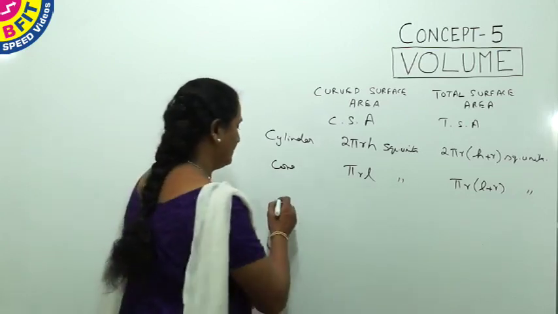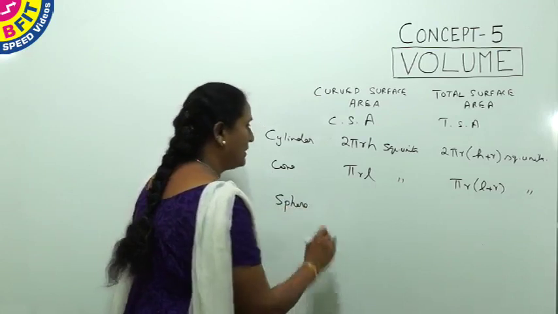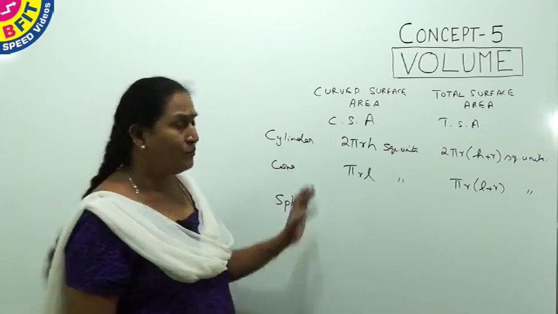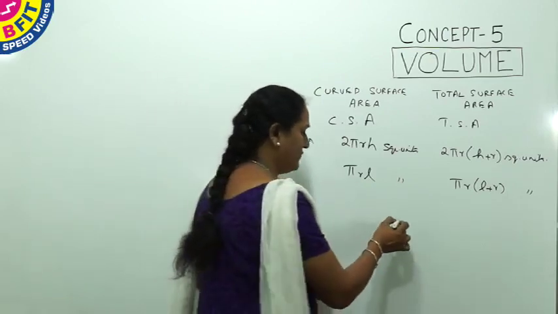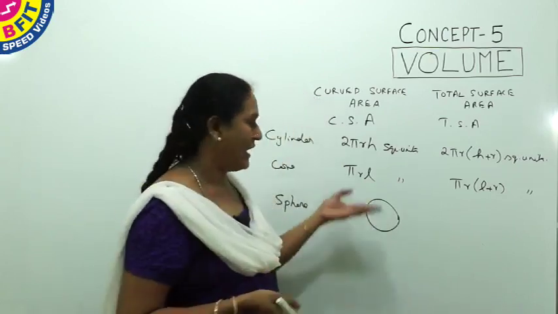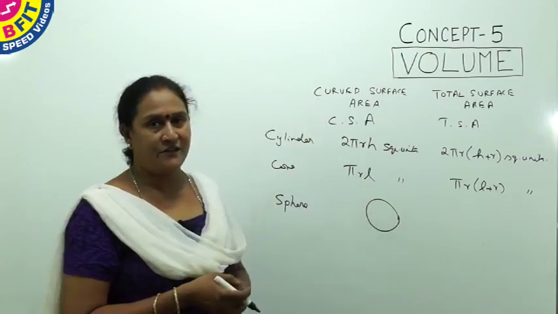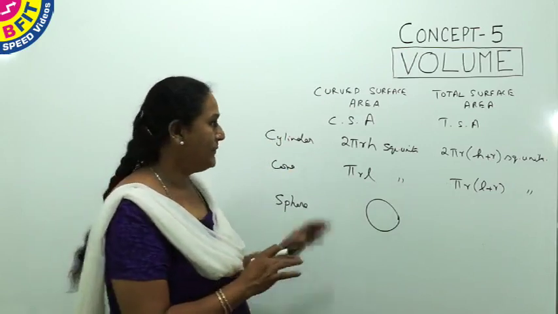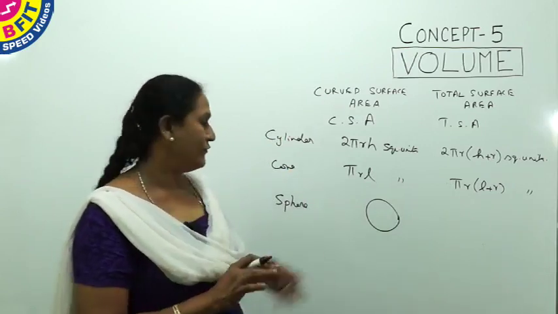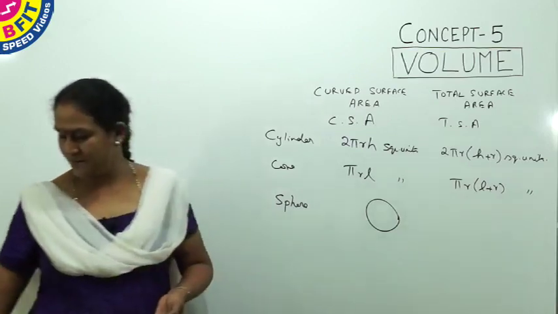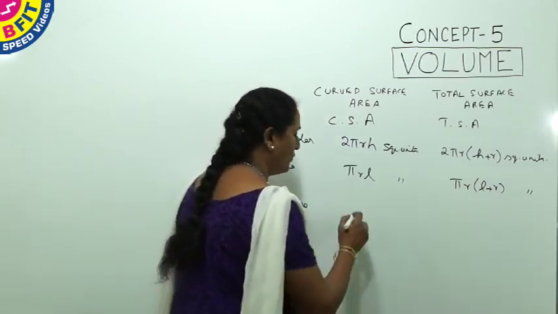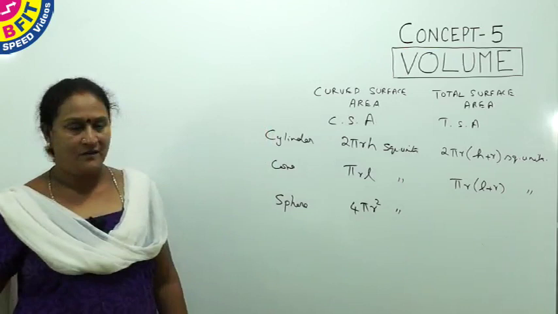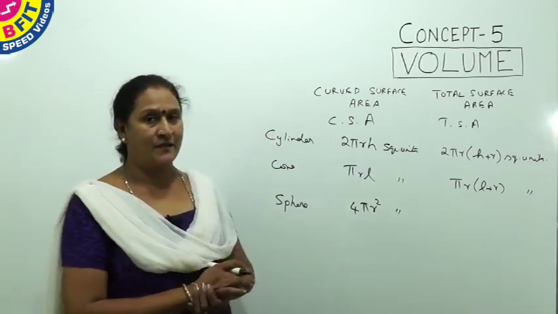And for a sphere, what are the curved surface area and the total surface area? For a sphere, both are the same because the sphere doesn't have a base. For a cone, we have the bottom. Excluding the bottom, it is curved surface area. Including it is total surface area. But for a sphere, as there is no bottom, we just say surface area. For a sphere, surface area is 4 pi r square units.